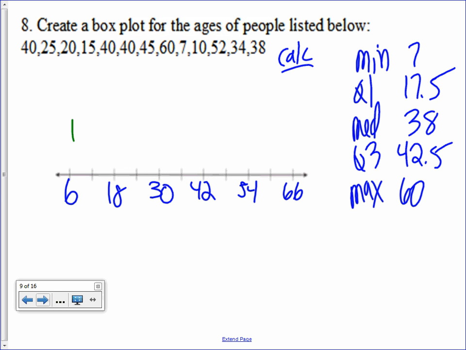7's got to be a little bit bigger than 6. 17.5 is going to be a little bit smaller than 18. 38's got to be bigger than 36. 42.5 is going to be a little bit bigger than 42. 60 has got to be, well, at 60. Your box connects your quartiles. Your whisker connects your box to your max and your min. And that, my friends, is a box plot. Or a box and whisker plot, as they used to call it.